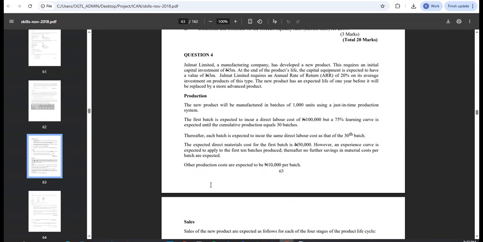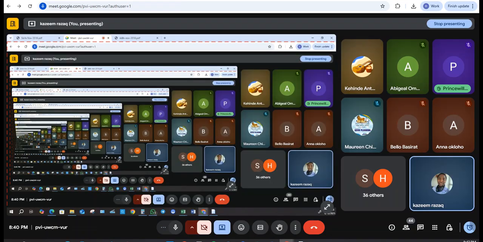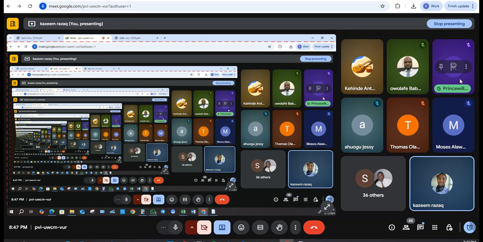How many years is the product? One year. Your ARR, accounting rate of return. Please, if you are raising up your hand, just go ahead. I told you, if you are raising up your hand, it means I should open this thing and be looking at it. Mr. Prince, please go ahead and speak to us. Mr. Prince, are you there?